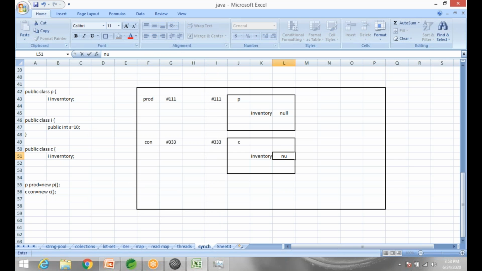And inventory is also null for producer. They both are null because you haven't initialized, isn't it? Yes, sir, they both are null. They don't have their own inventory copies. Now what I can do is I will create one common object between them.